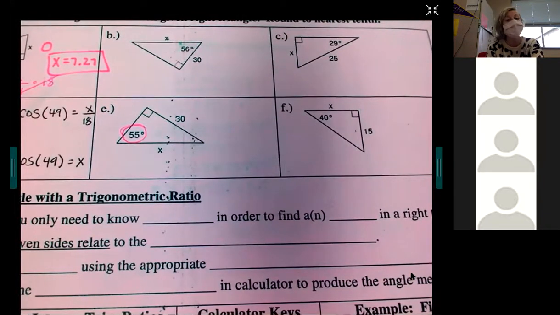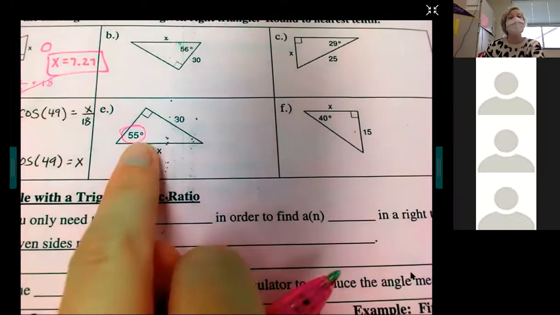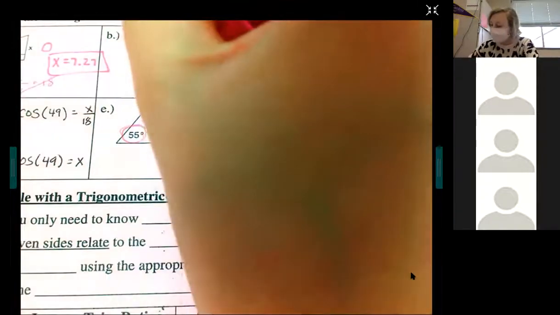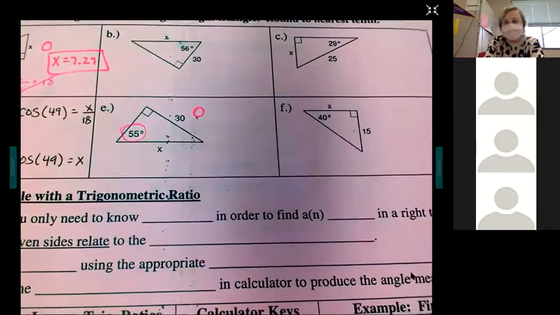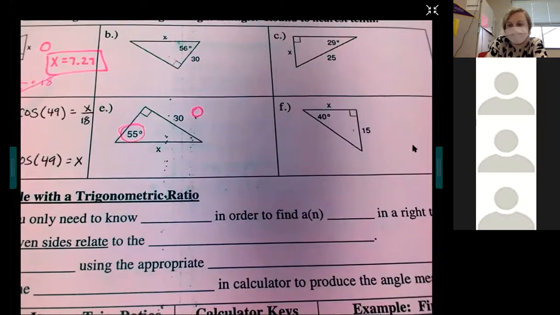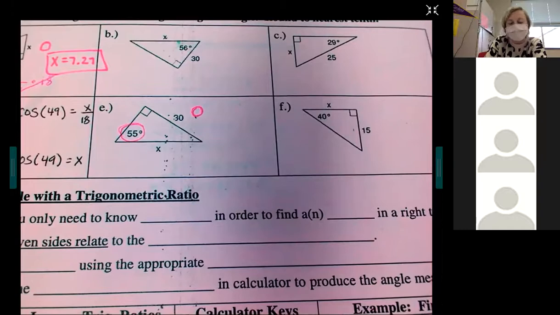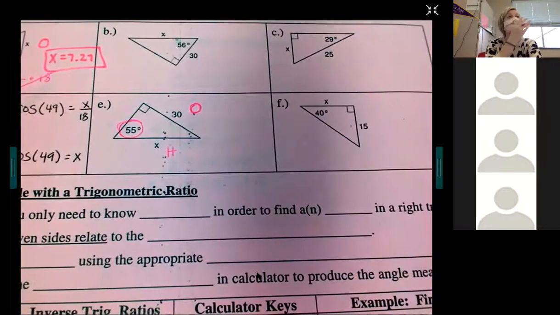Label your side. So, Jaden, what do we label the 30? You can tell me the letter. Ooh, is it touching? Be careful. It's opposite. Y'all look, 55 is in the bottom left. 30 is the top right, right? So this is going to be opposite. And then let's see. Tyler, can you tell me what X would be labeled? The hypotenuse. Very good, the hypotenuse.